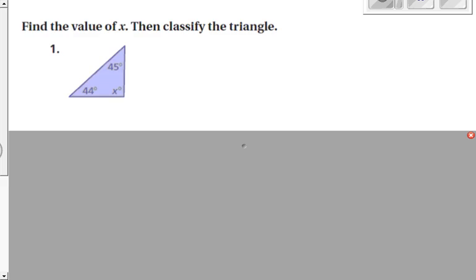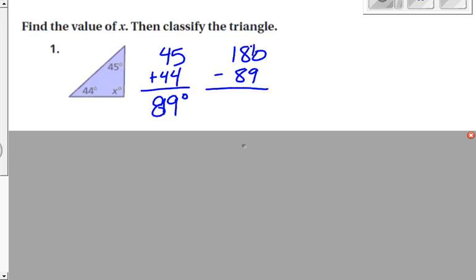So it says find the value of x, then classify the triangle. So again, we're going to do the same thing. We're going to add 45 plus 44, and we get 89 degrees. So now we're going to take 180 minus 89, and we get 91 degrees. So we know x equals 91, which is also obtuse, so we know it's going to be obtuse. None of the sides are the same, so that means none of the angles are the same, so it's going to be scalene.